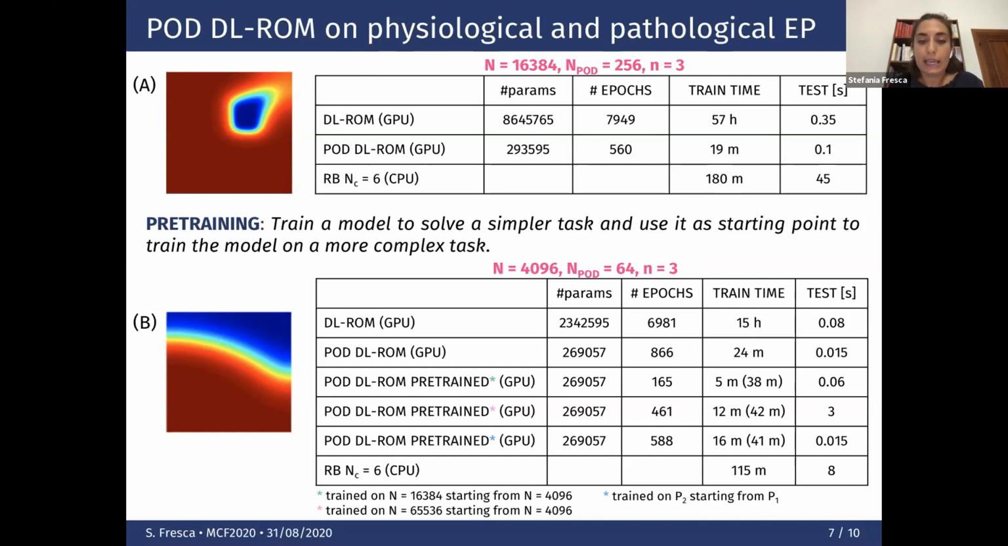First, by increasing the FOM dimension starting from N equal to 4096. And the use of pre-training allows us to further reduce the training computational times from 38 minutes to 5 minutes, or from 32 minutes to 12 minutes. Then we use pre-training also by enlarging the parameter space, and with the use of pre-training, we again decrease the training times from 31 minutes to 16.